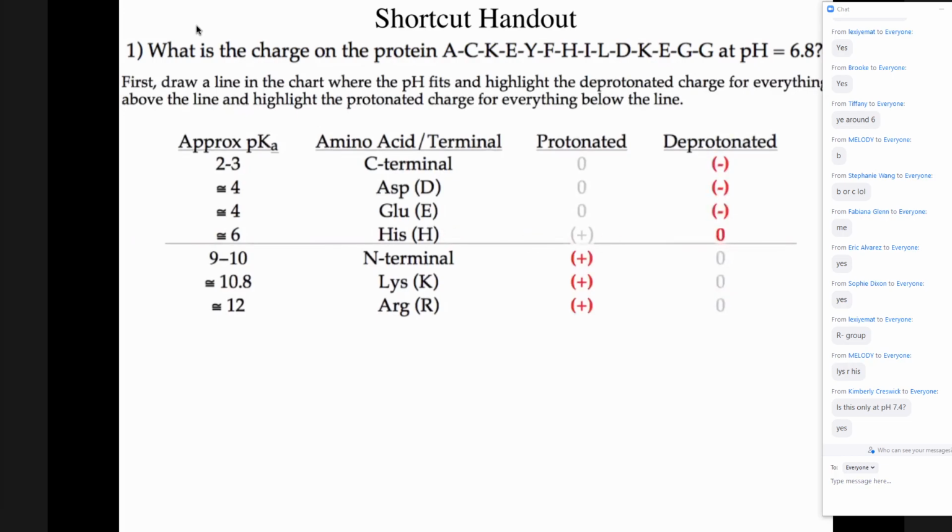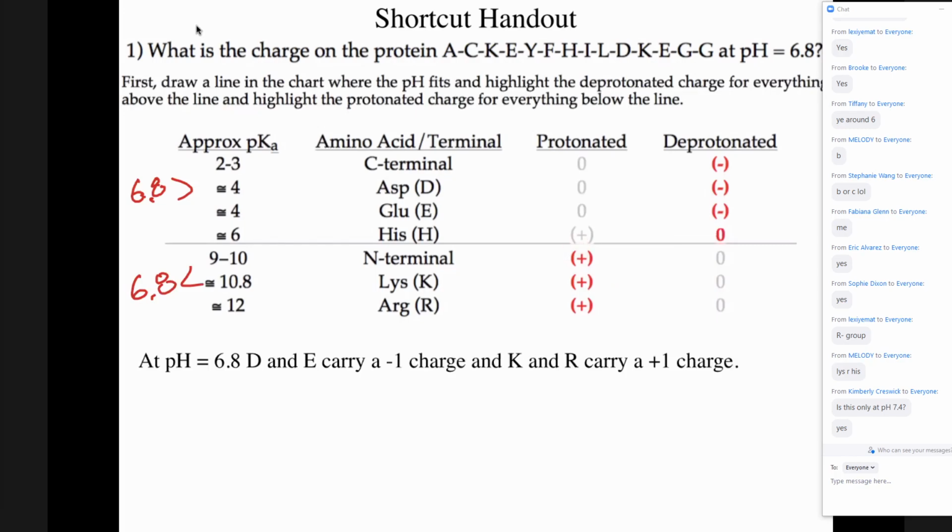So at 6.8, would you agree, anything where the pH is greater than pK, so 6.8 is greater than these numbers, that means they're going to be deprotonated. 6.8 is less than these numbers, so it's going to be protonated. So the only things I care about, again, at 6.8: D and E carry a negative, K and R carry a positive, the N terminal and C terminal are going to cancel, and the key thing, histidine, is going to be a 0.